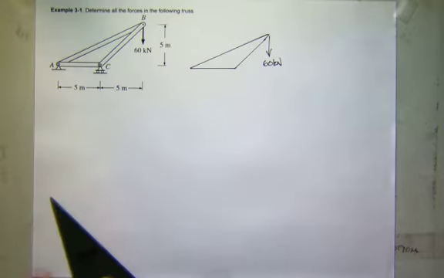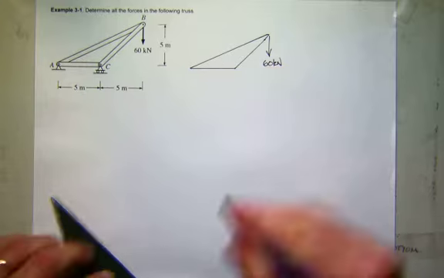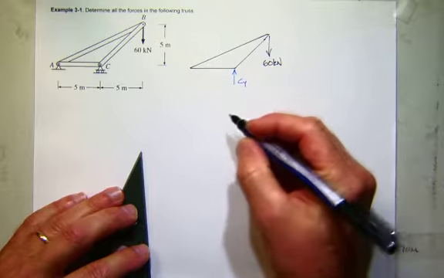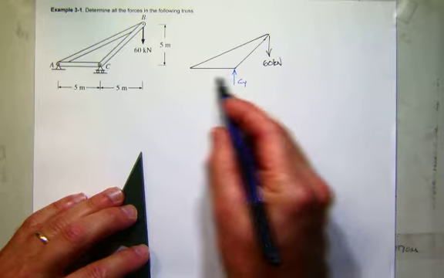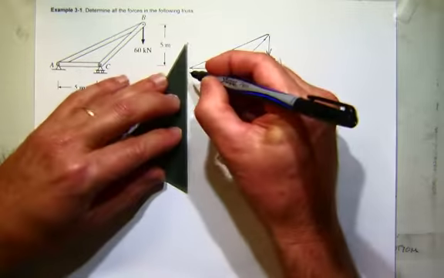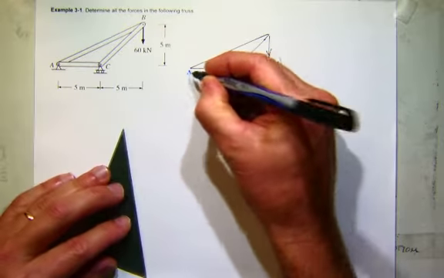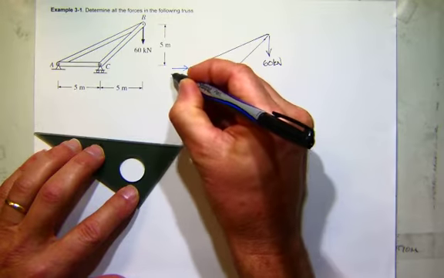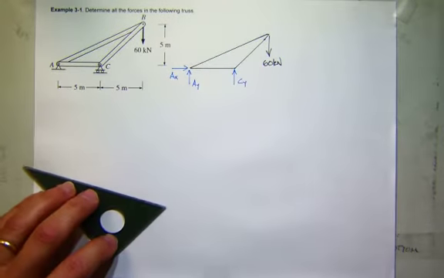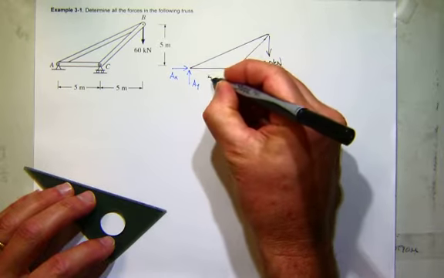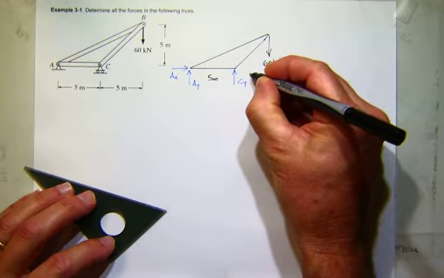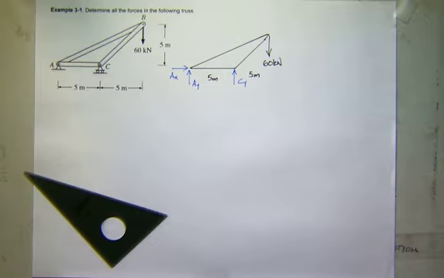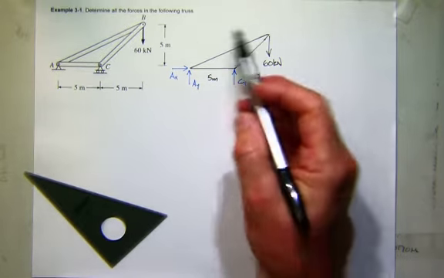And then I'm going to make assumptions for my reactions. I'm going to assume I have a reaction at C. I'll call it CY. That's a roller, so we know it's free to move in the X direction. I have a pin at A, so again, I'll assume that I have a reaction in the Y direction and a reaction in the X direction. I'll go ahead and put some dimensions here. And we know the height is 5. So how can I find these reactions from this free body diagram?